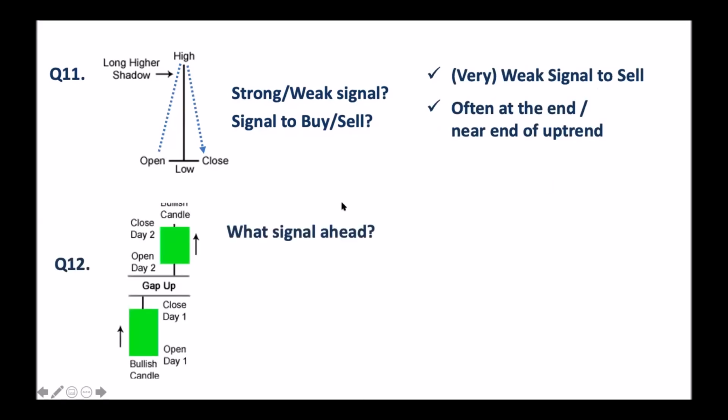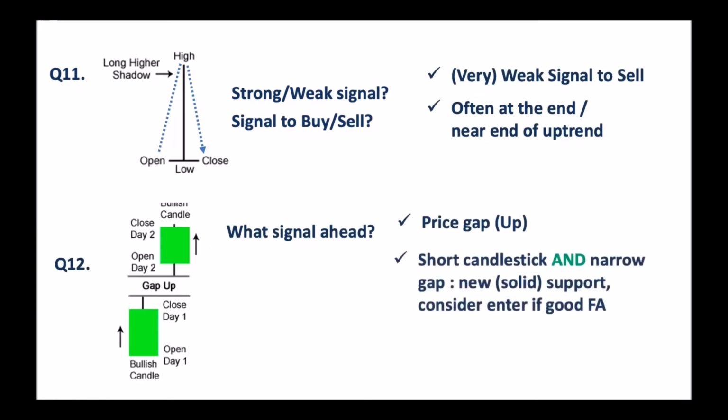Okay, question 12. What is this signal? You can see that there's a price here, but there's no parallel. It suddenly jumps up. This is the price gap up. So note that if the candlestick is short and quite narrow, in this case, a new support is normally formed and it's considered a good time to enter if there's good fundamental analysis support.